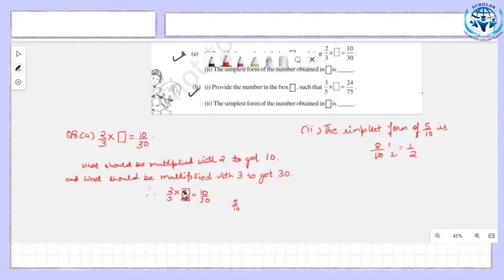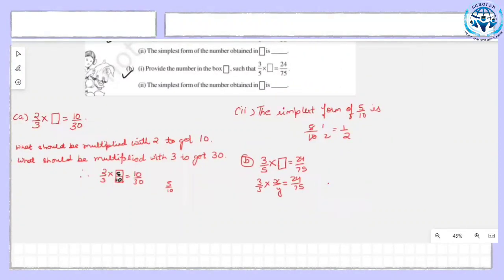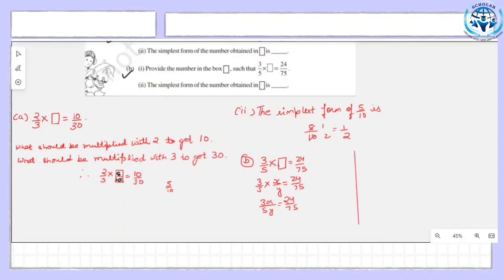Again in part B, in the first part we have to fill the column with the fraction. 3 by 5 into dash is equal to 24 upon 75. What should be multiplied with 3 to get 24? If we divide 24 by 3, we get the number as, yes, 8. So the value of x by y will be 8 upon 15, but I am solving the whole sum so that you can understand.